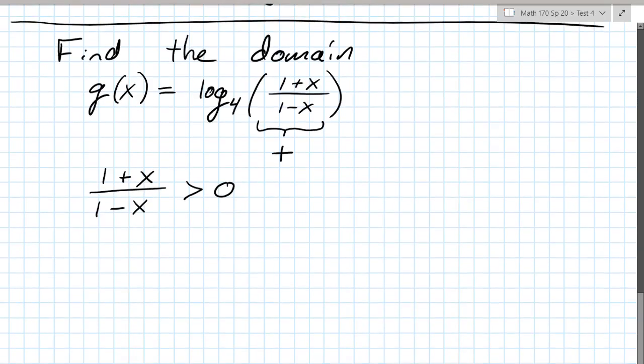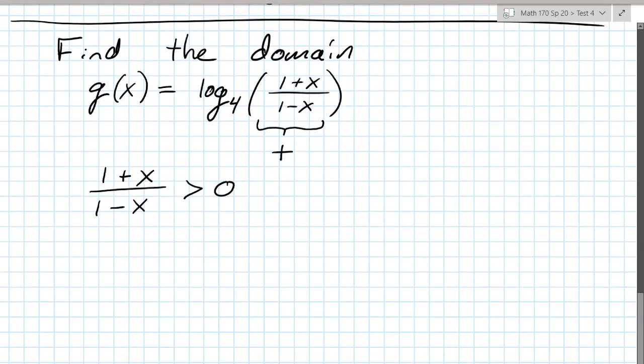This looks like a problem from last chapter now. So we know how to do this problem. We do our number line thing. We say, when is the top equal to 0? That is, when is x negative 1? We ask, when is the bottom equal to 0? When x is positive 1.